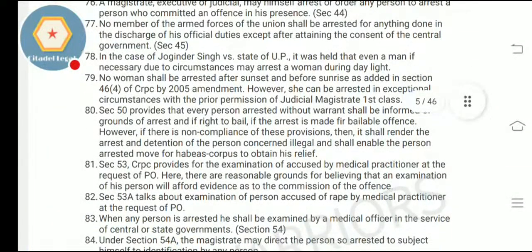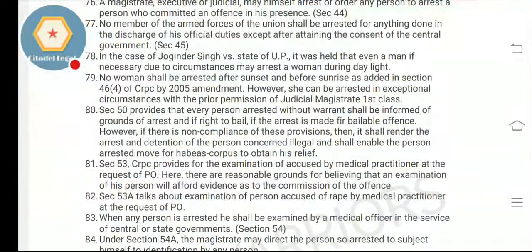Now, coming to point number 79, please concentrate: no woman shall be arrested after sunset and before sunrise, as added in section 46, except in exceptional circumstances with the prior permission of the judicial magistrate of the first class. So the rule is that no woman shall be arrested after sunset and before sunrise, that means the night time or the dark time. However, she can be arrested in exceptional circumstances with the prior permission of the judicial magistrate of the first class.